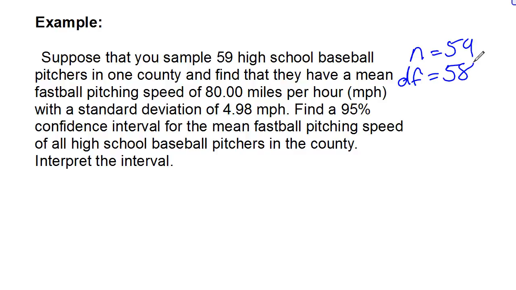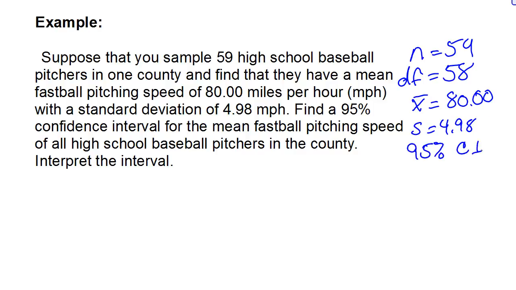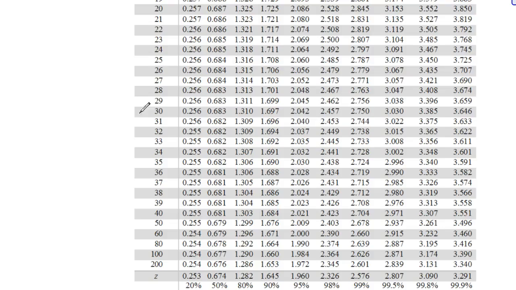So our sample size is 59, so that means my degrees of freedom is going to be 58, 1 minus my sample size. My sample mean is 80.00. And my sample standard deviation, I know that this is a sample standard deviation because it's all talking about the sample, is going to be 4.98. And I want a 95% confidence interval. So I have degrees of freedom of 58 and a 95% confidence interval. So I'm going to go to the t-table.